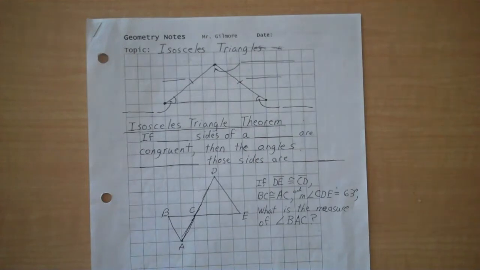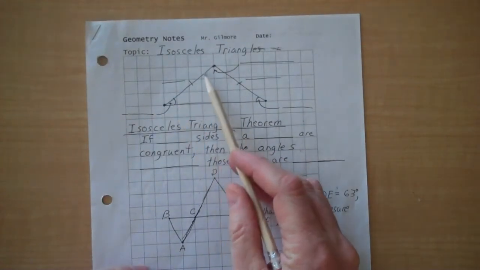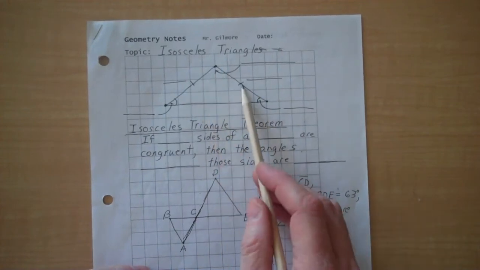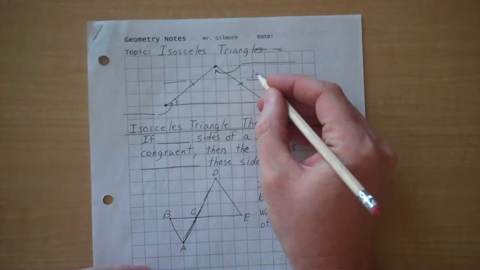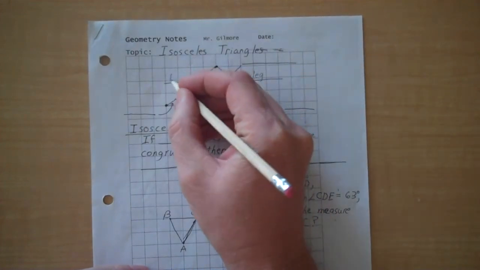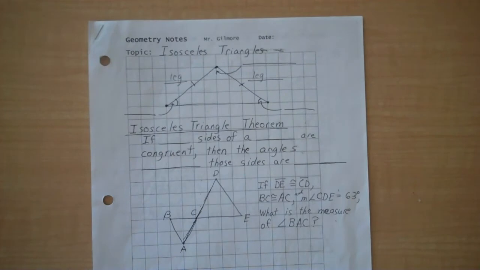Isosceles triangles is the topic we're working on. And if you recall, an isosceles triangle is a triangle that has two congruent sides. These two are the marked sides. Now the marked sides are called the legs. So that is a leg and that is a leg of an isosceles triangle.